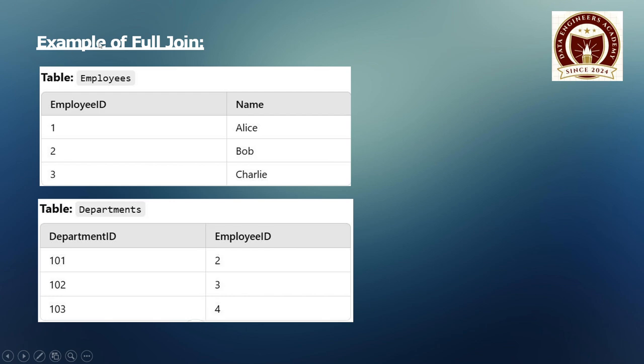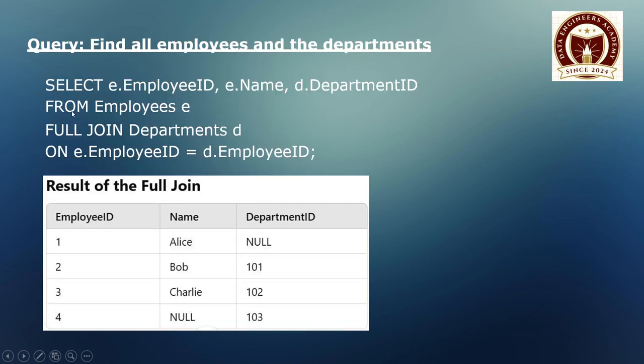Here is the example of full join. We have taken an employees table and a departments table. The employees table contains employee ID and name. The departments table contains department ID and employee ID. Query of full join: find all employees and the departments. SELECT E.employee_id, E.name, D.department_id FROM employees E FULL JOIN departments D ON E.employee_id = D.employee_id.